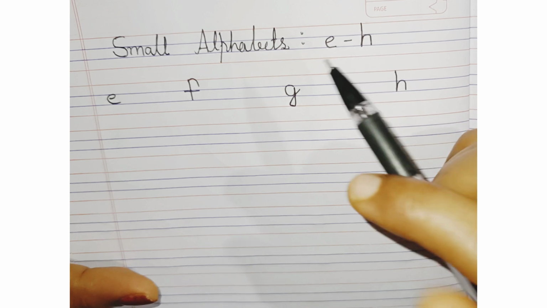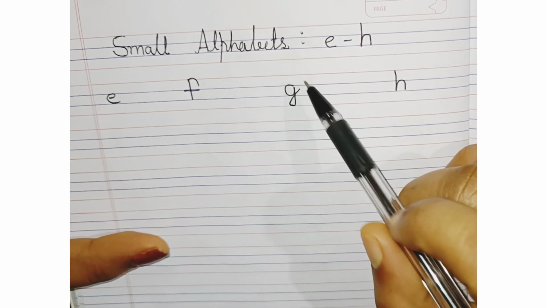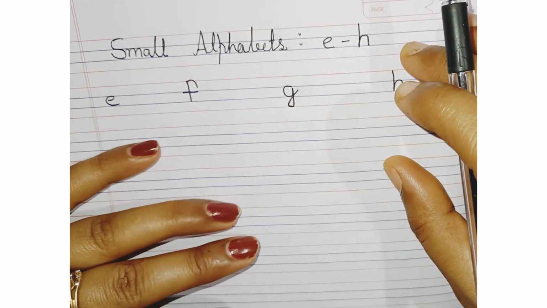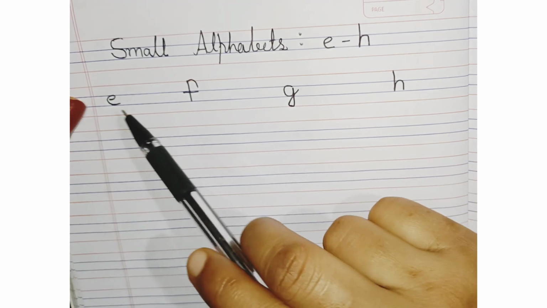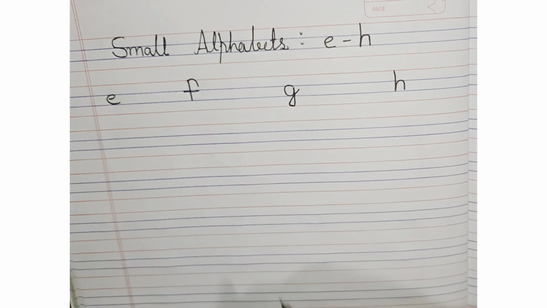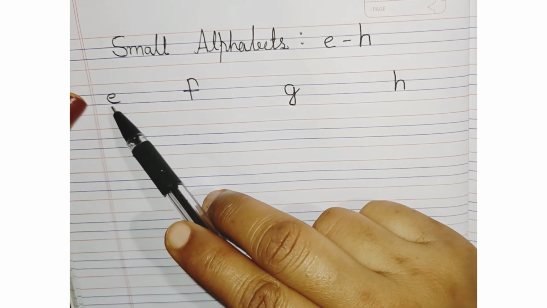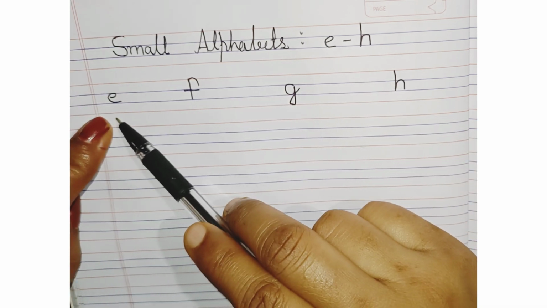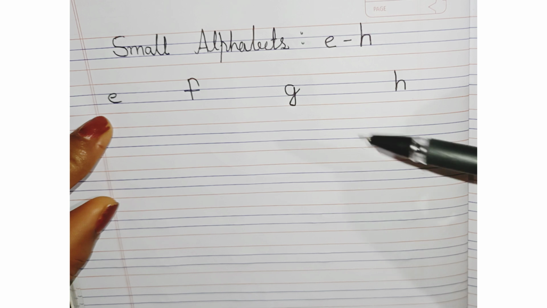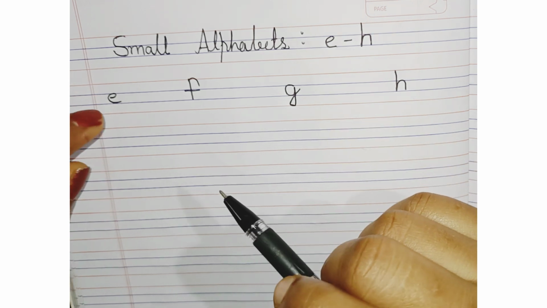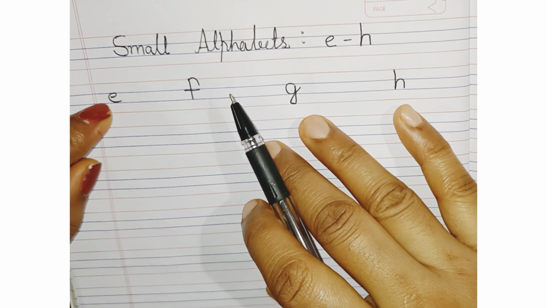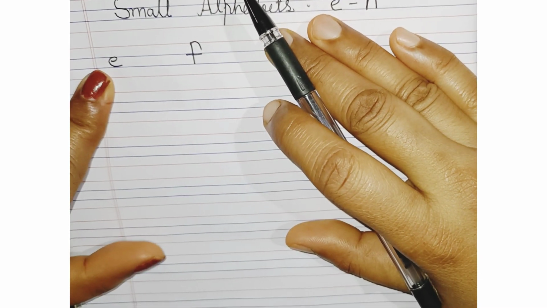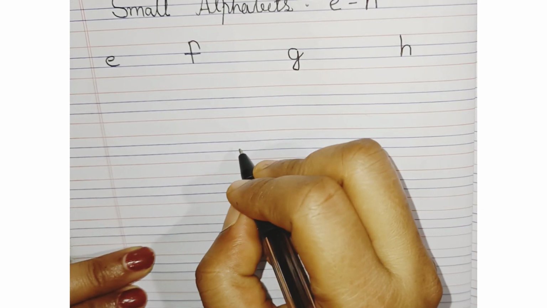So today will be the second session of small alphabets learning and writing. In the first session we learned A to D, and in this session we are going to learn E to H. Yes. So first of all we are going to know how we can write this small e in our English copy. Most important thing: before writing any letter you need to know the pattern. Let's see how the pattern of small e works.